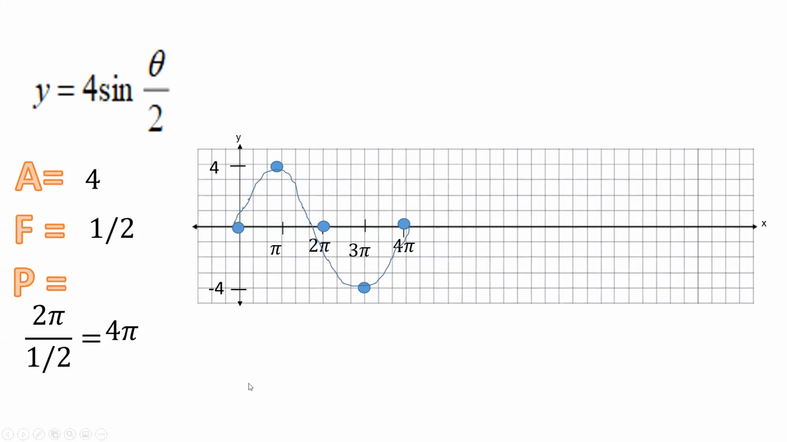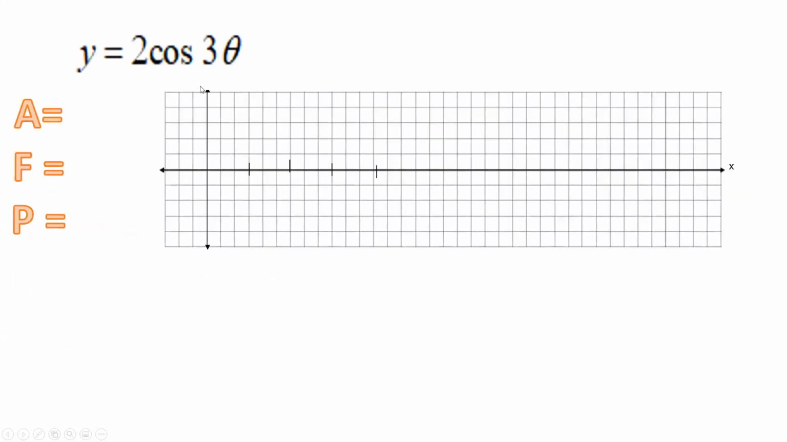All right, another equation. Here's a cosine one. So again, x and y axis, amplitude would be 2.